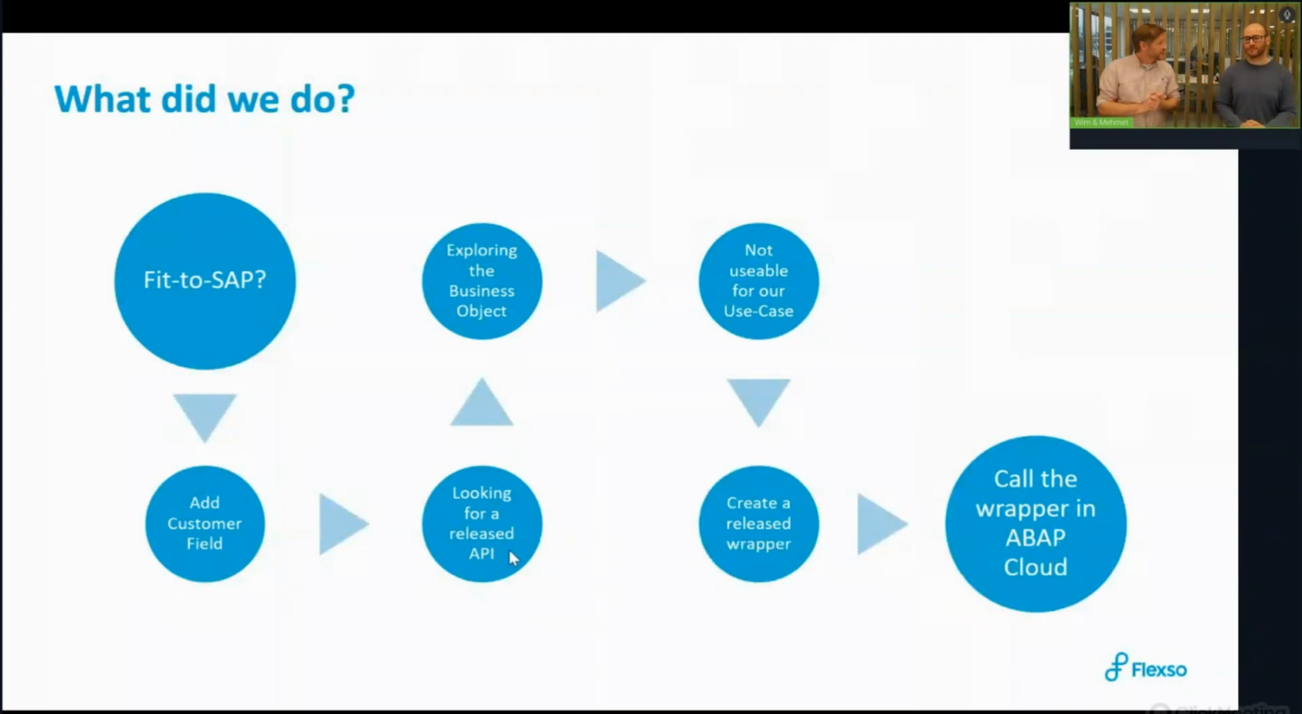So let's recap a bit. What did we do? First challenge the business. Can we do it different? No. Okay, we need to add a customer field using key user using customer fields app. Then we checked, okay, is there an API available to be used? Yes, there is one, but it's not usable. So we create a wrapper for the non-released API and use that in the ABAP cloud.